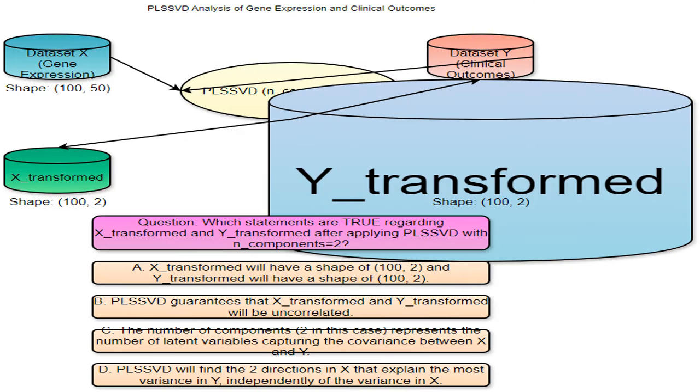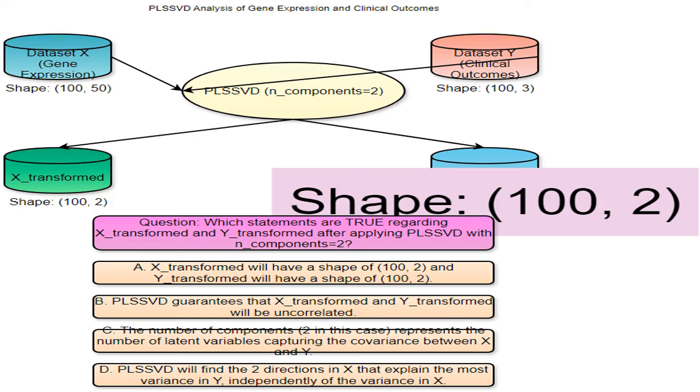Similarly, this is the transformed version of the clinical outcomes data. Like X_transformed, this will also have only 2 components. I expect it to be a matrix of 100 rows and 2 columns. Again, this is the shape after applying dimensionality reduction using PLSSVD with n_components equals 2. It is 100 samples by 2 components.